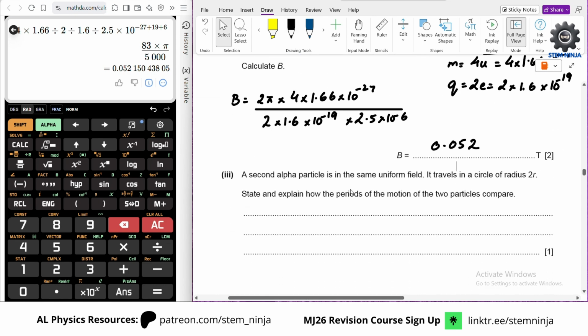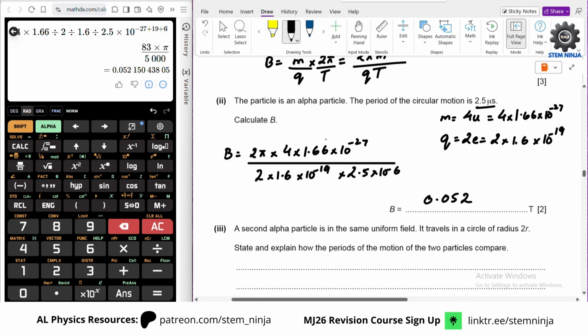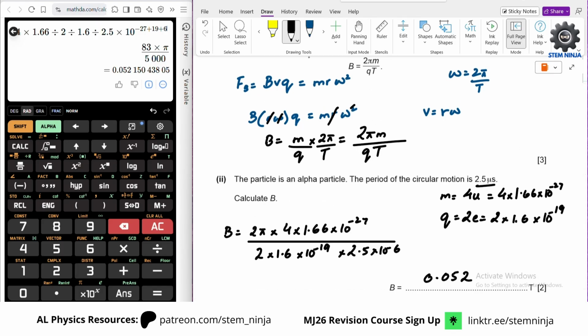Okay, the second alpha particle is in the same uniform field. It travels in a circle of radius 2r. Then explain how the periods of the motion of the two particles compare. Normally, like if you remember the orbiting satellite, we would have said that the period would have increased with this relationship. However, if we notice the relationship we derived over here, if I rewrite this, this is the time period.